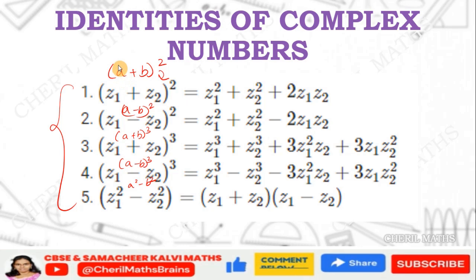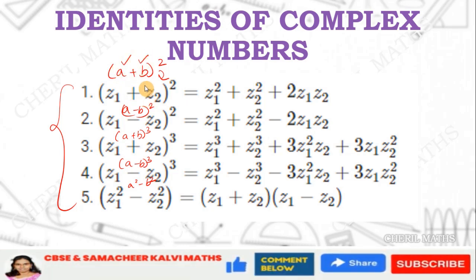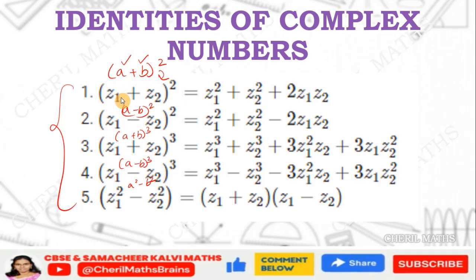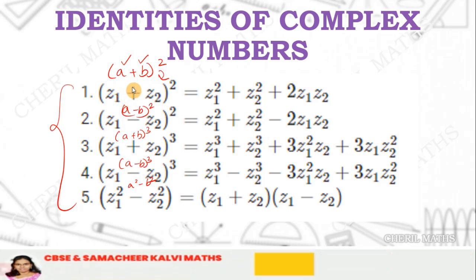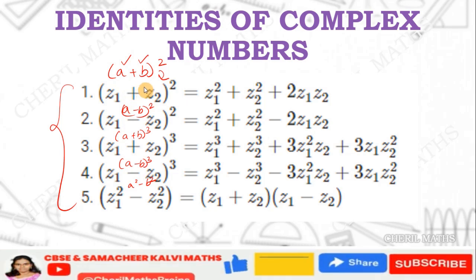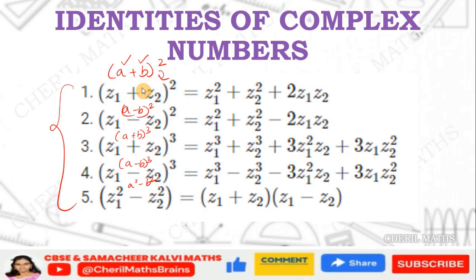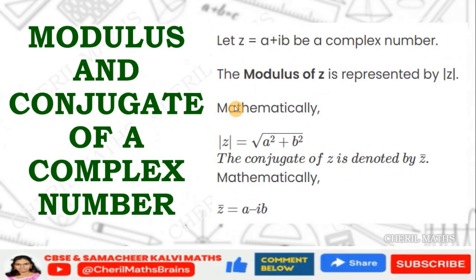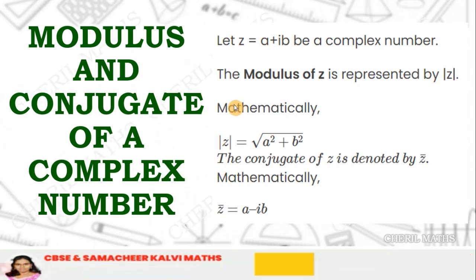So whatever we learned as algebraic identities for a and b will hold good even for complex numbers. Even for complex numbers, the same identities will hold good. You can check it, children. You even have a few numericals, a few sums in your textbook, in both your examples and exercise. Please go through that.